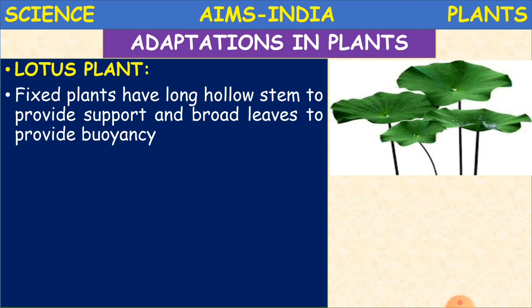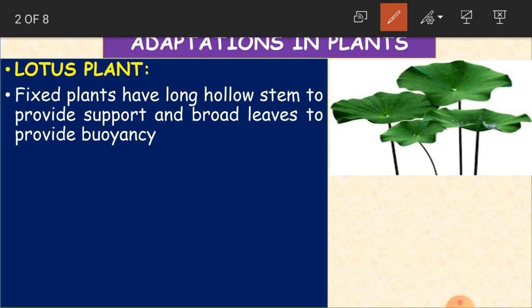As we learnt, among aquatic plants there were floating plants, there were submerged plants, and they have fixed plants also. So the lotus plant comes under fixed plants. And how is this? It has a long hollow stem. Long hollow, it is like empty, it doesn't have any weight. The stem is very light.